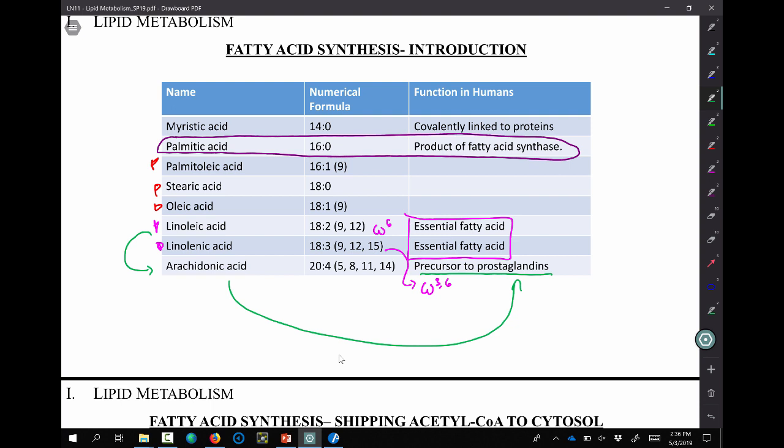You can also take arachidonic acid or these essential fatty acids, and you can make sphingolipids out of them, and that can become really important in neuronal tissue. Those would be fatty acids that have like 24 carbons in them. You don't get much beyond 24 carbons.